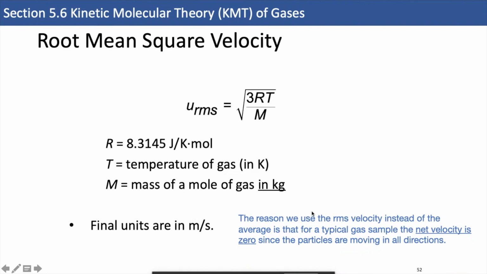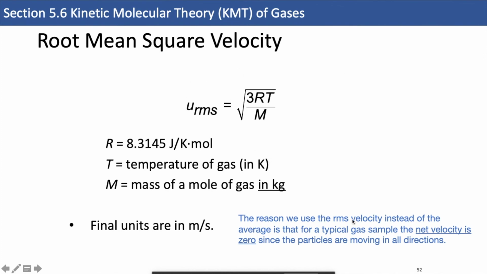Now, the reason why we use the root mean squared velocity instead of the average, just straight old average, is because typically in a gas sample, the net velocity is going to be zero. The particles are moving in all directions. And since it's moving in all directions, the average velocity is actually going to be basically zero. It's going to be as if the gas isn't moving, which is dumb, right? Because in the last simulation I just showed you, clearly the gas was moving around.